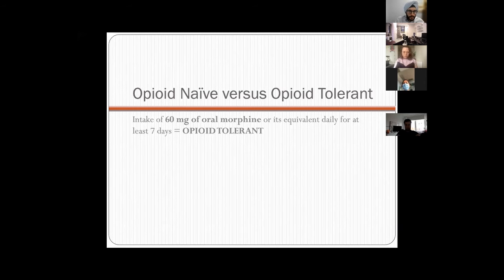One of the other important concepts is differentiating an opioid naive from an opioid tolerant patient. We define opioid tolerant patients as those individuals who have taken at least 60 milligrams of oral morphine or its equivalent, whether it's hydromorphone or oxycodone, daily for at least 7 days. That's how you differentiate tolerant from naive. If they are taking that amount, then they're considered tolerant, and if they're not, they're considered naive. Next slide.